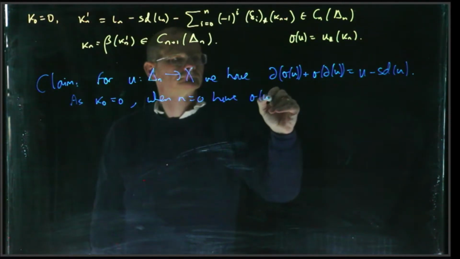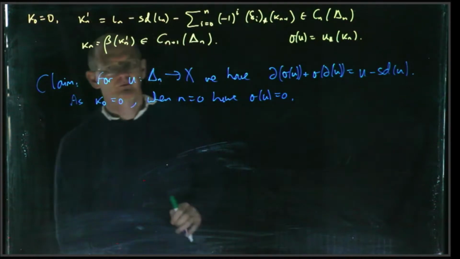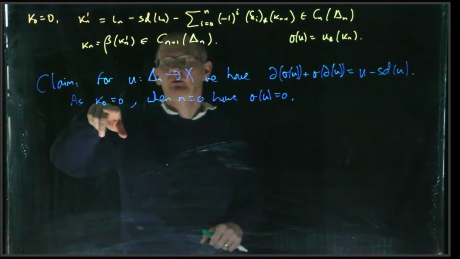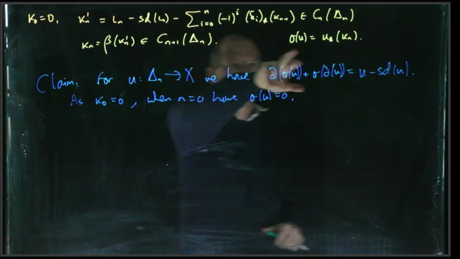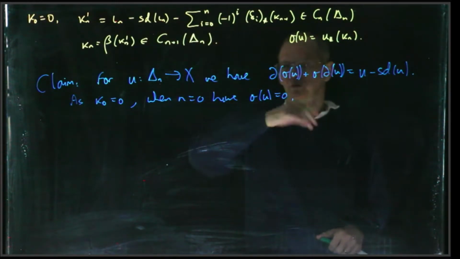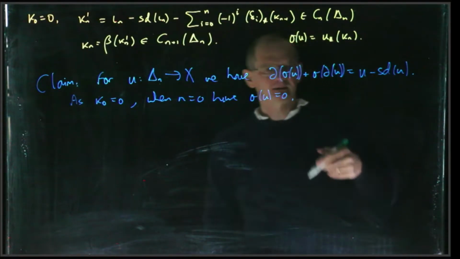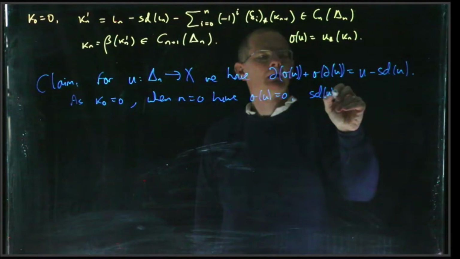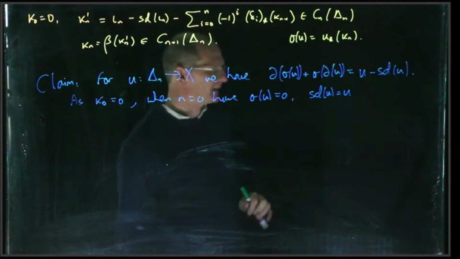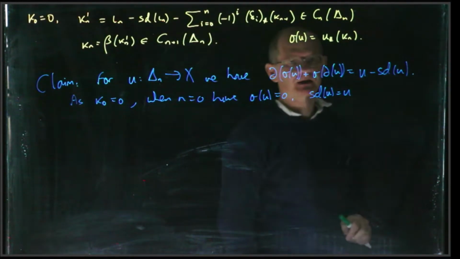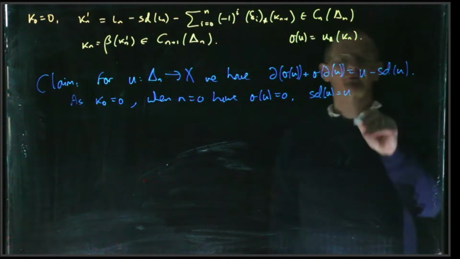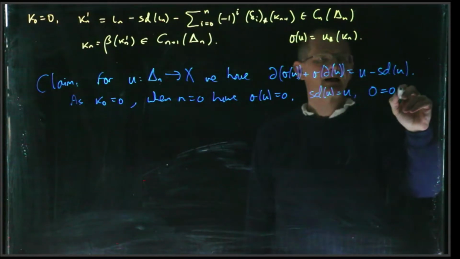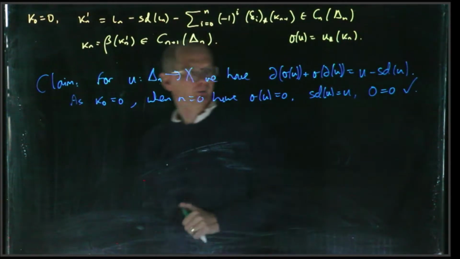So let's firstly do the case where n is 0. Well, kappa 0 is 0. That means that sigma of u is just 0 in that case. And remember the way subdivision was defined: subdivision of a zero chain is just equal to itself. And so this equation that we're looking at here is just saying 0 equals 0, which is true.